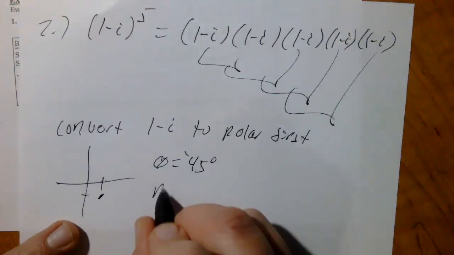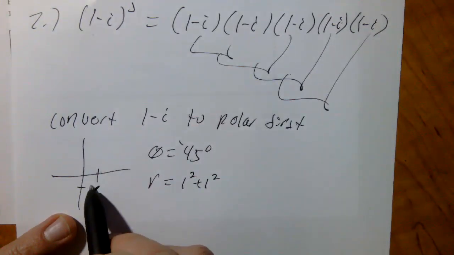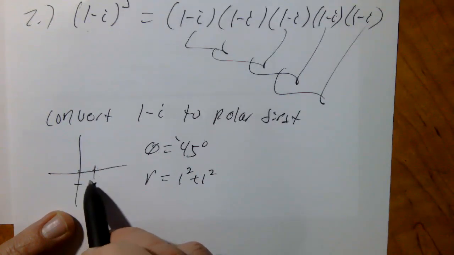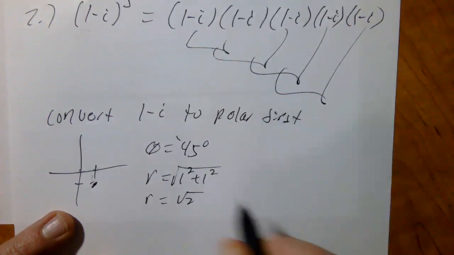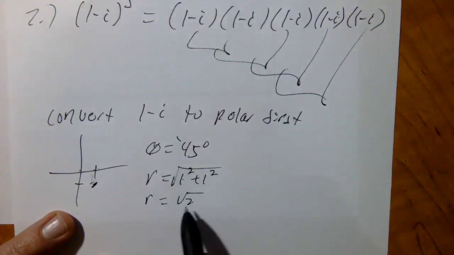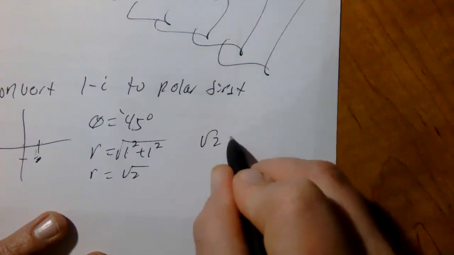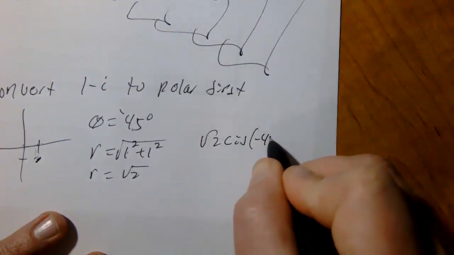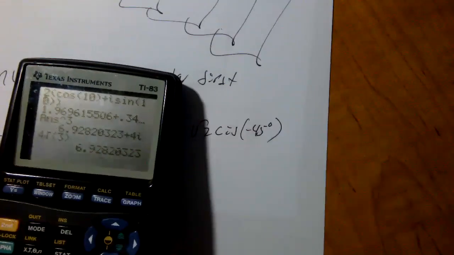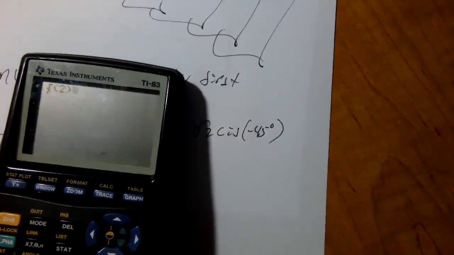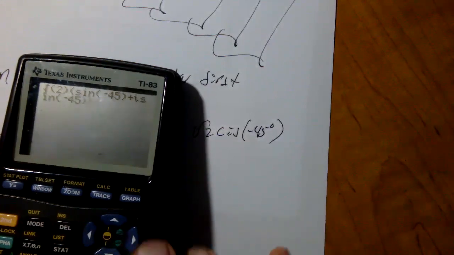And then remember, your R would be the square root of 1 squared plus 1 squared. If you're going to use negative 45, you're rotating down and already facing the right way, so you just use the positive version of R. 1 squared is 1, 1 squared is 1, so it's 2, so it's root 2. So basically, your number is R cis theta. Before you go any further, check it. You could type in root 2, close it, open the parentheses, cosine of negative 45 plus the I sine of negative 45.